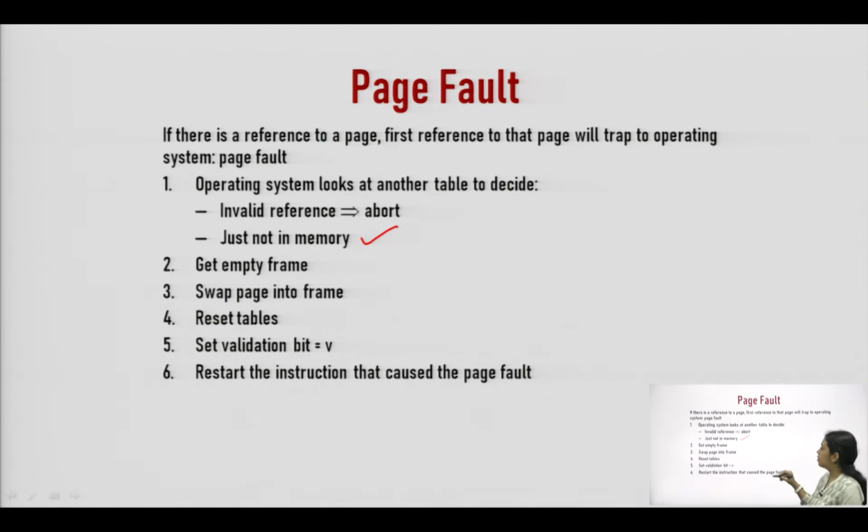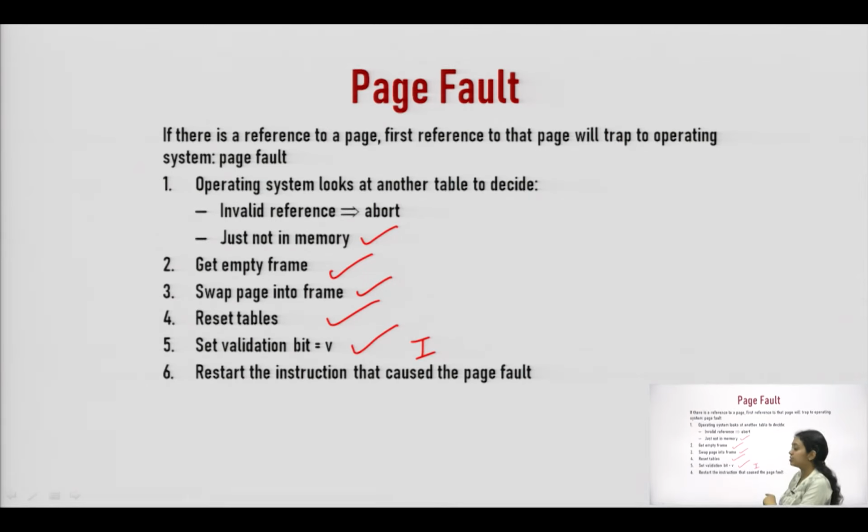The steps we follow are, we get an empty frame, so that we bring the page into the memory, we swap the page into the frame, then we reset the tables that we have, the page table and all, so that the updated data is there. Then we set the validation bit equal to V. That V means the page is in memory. If it is I, that means the page is not in memory. It does not mean the page does not belong to that particular process.